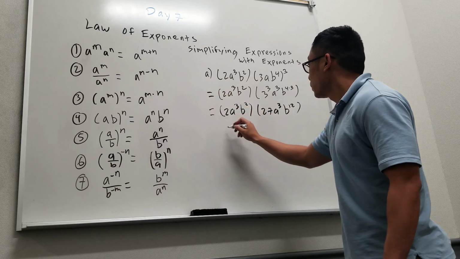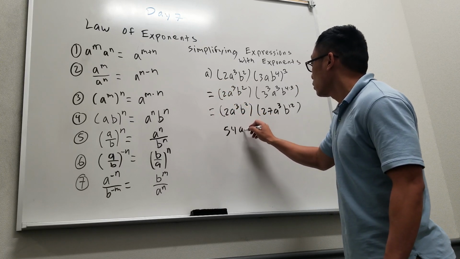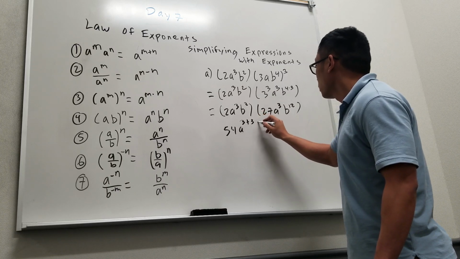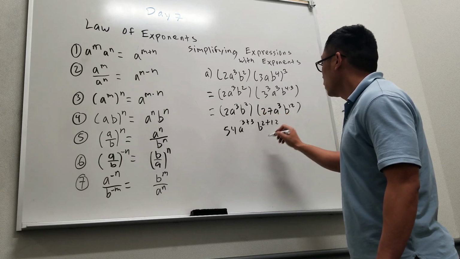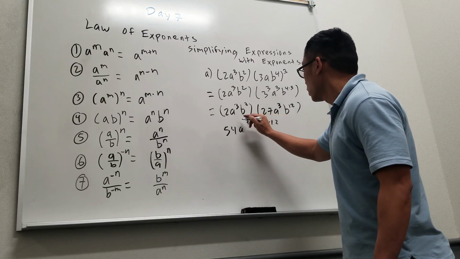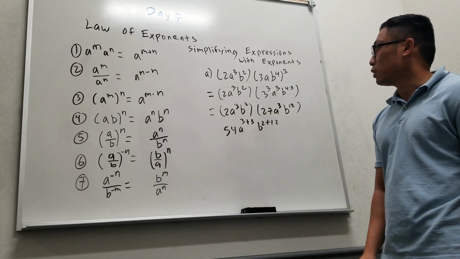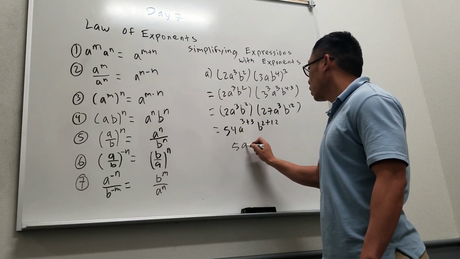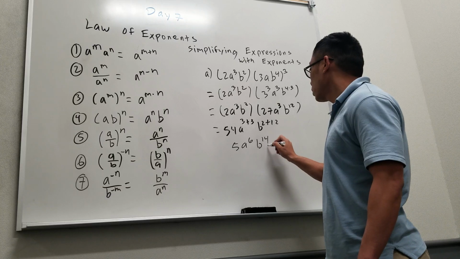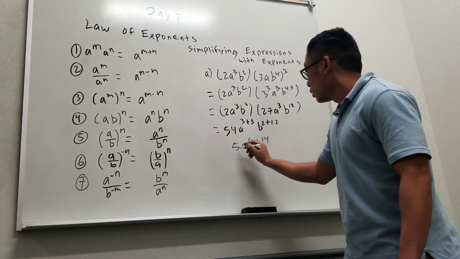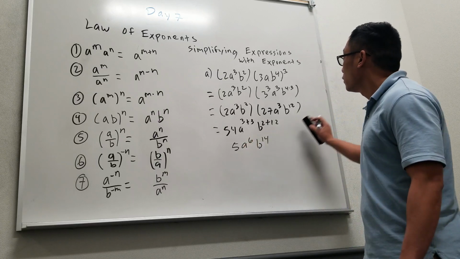And this, I can multiply the numbers now. It's 54, a to the cube, plus 3, b squared, plus 12, right? So what rule did I use for this one? Rule what? Number 1, right? Rule number 1. So 54, a to the 6, b to the 14. That's how you do it. Okay, see if that makes sense to you, hopefully.